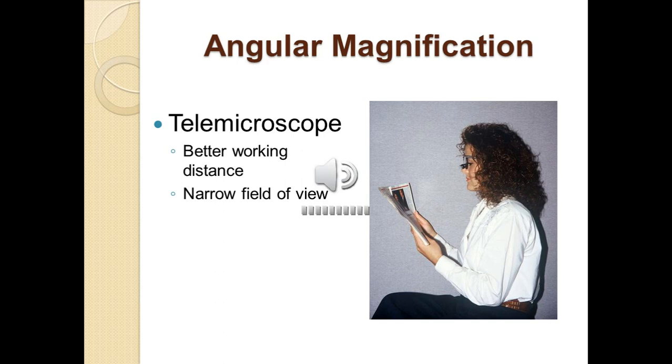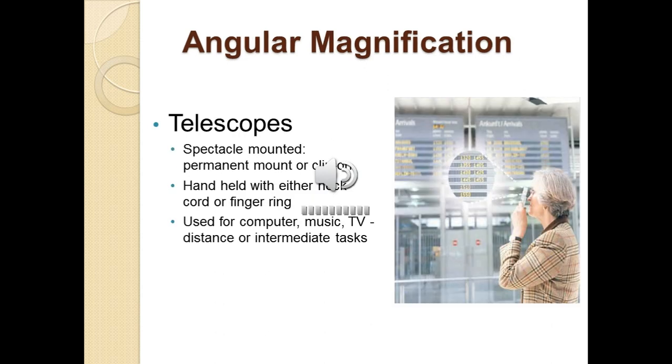Sometimes we'll use telemicroscopes, which are essentially binoculars that are focused up close. This is a picture of someone using those. They're a lot like what you see your surgeon wearing or your dentist, a loop that's focused up close. The advantage to telemicroscopes is you don't have to hold things quite as close. The biggest disadvantage to them is they do have a very narrow field of view, so you're not seeing much of the sentence or much of the word. The other disadvantage to them is they do decrease the amount of light that gets to the retina, which can be a problem.